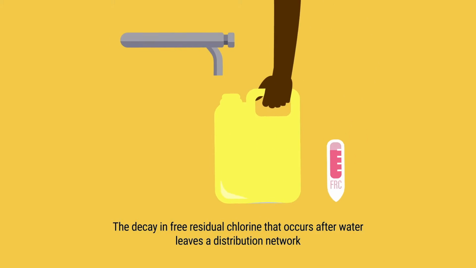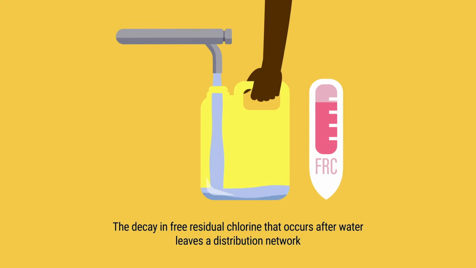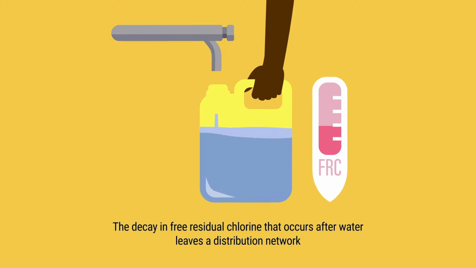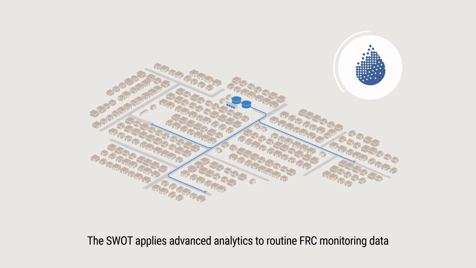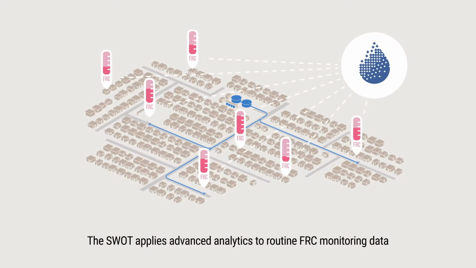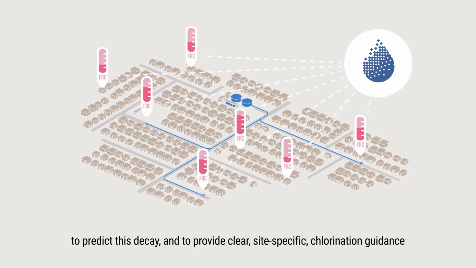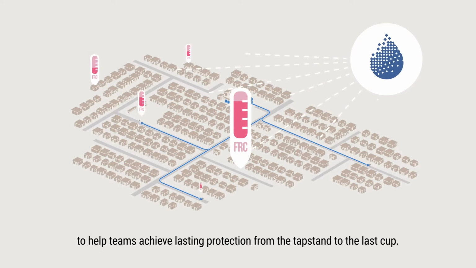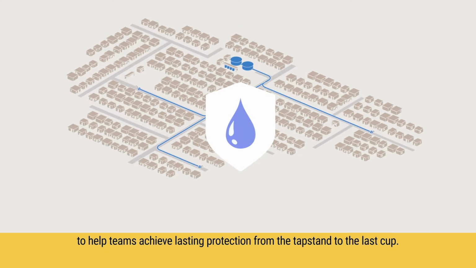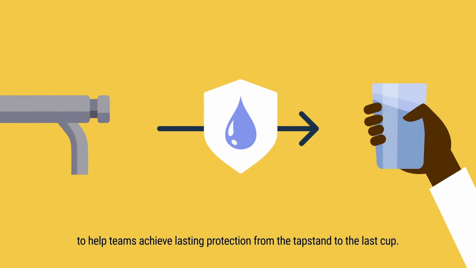The decay in free residual chlorine that occurs after water leaves a distribution network depends on many factors that are difficult to model. The SWOT applies advanced analytics to routine FRC monitoring data to predict this decay and to provide clear, site-specific chlorination guidance to help teams achieve lasting protection from the tap stand to the last cup.